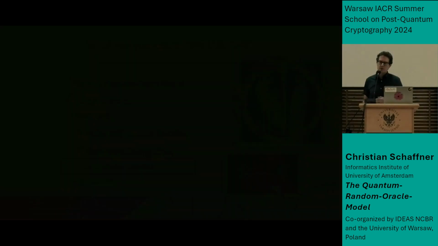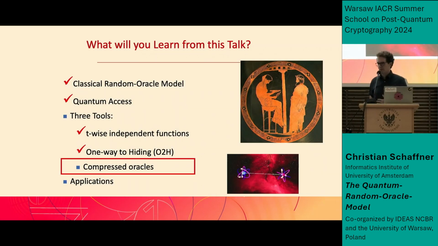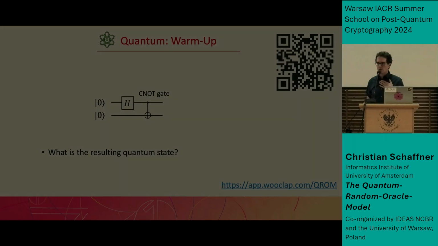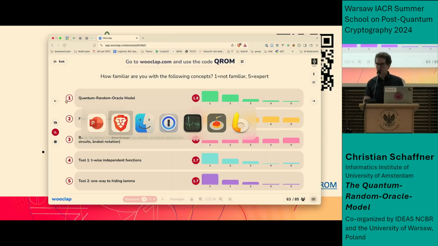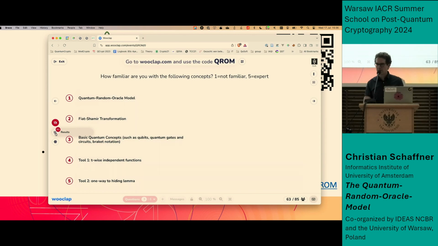All right, so now up to the final part, and these are compressed oracles. This is really the main major magic trick that has been introduced in recent years that has also led to a lot of progress in this area. To warm up, we're going to do another quiz question. So please try to answer this. Be careful not to show results.